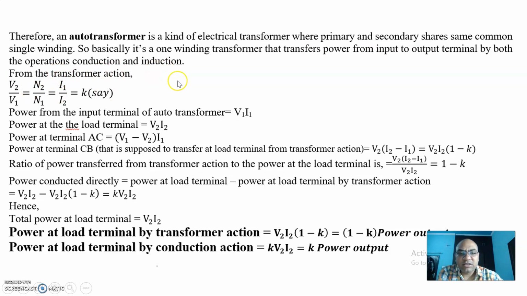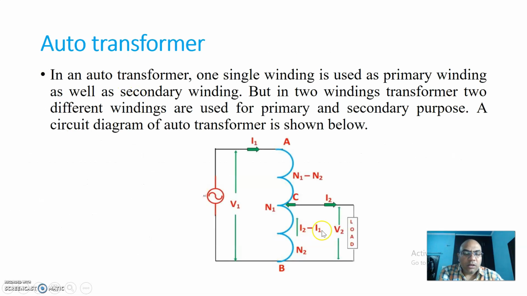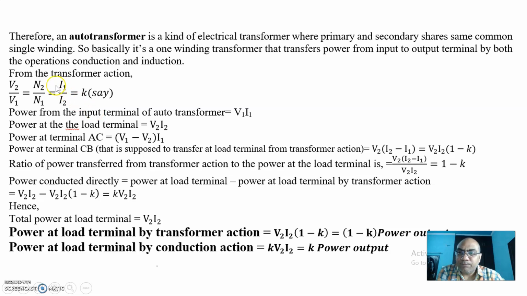Now from the transformer action, we know this relation V2 upon V1 is N2 upon N1 is I1 upon I2 equals to K, say. Now the first point which may come in our mind is that if power is reaching to the load terminal by two methods, then we should know how much power will reach by conduction method and how much power will reach by induction method. So this we can derive from here.